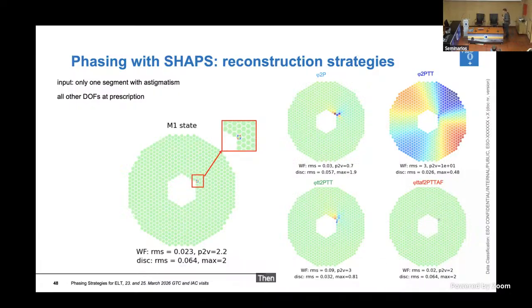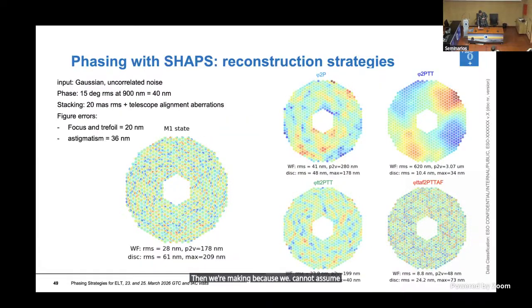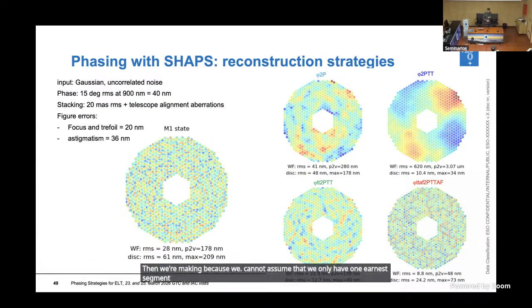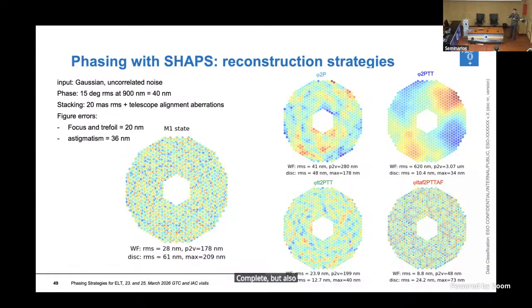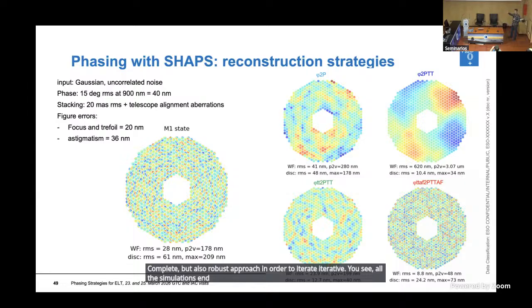Then we're making, because we cannot assume that we only have one erroneous segment, we put all the noise on all the segments, and then we try to identify a complete but also robust approach in order to iterate this. You see, all the simulations end up with a very different reconstruction.